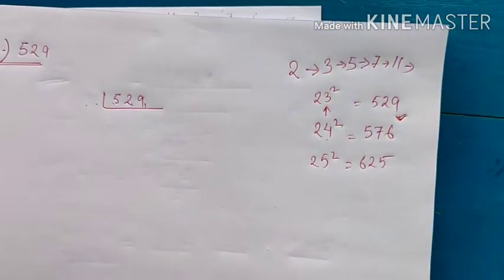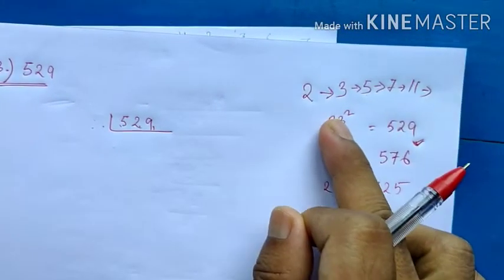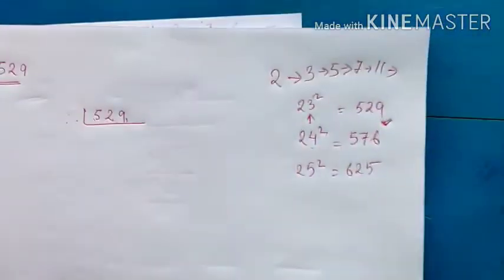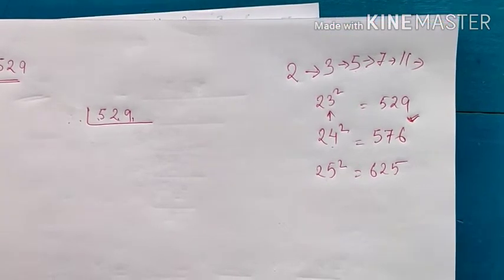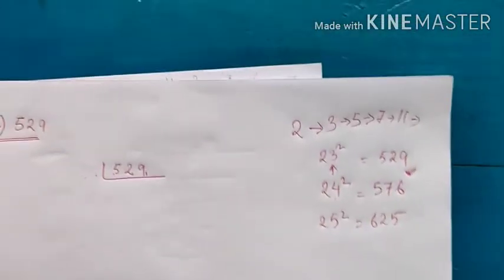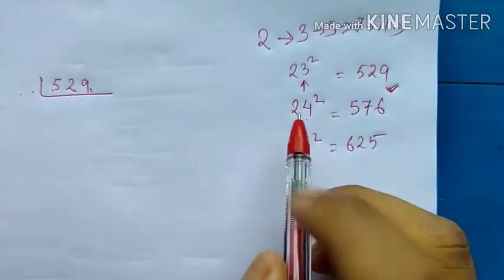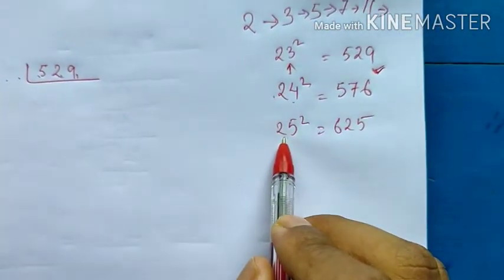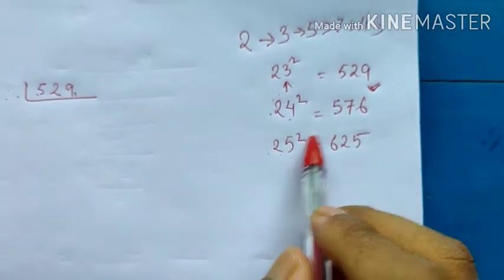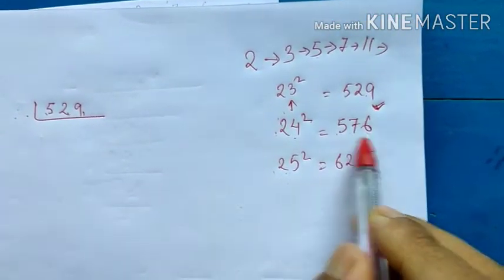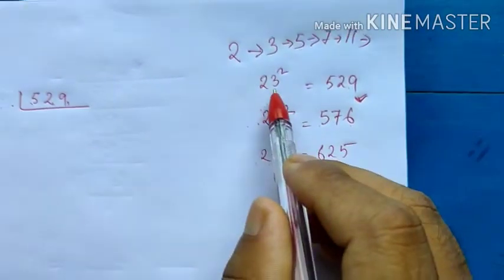See, now it is becoming easy, right? We are not going to 3, 5, 7, 11, and after 11 we check for 13, and again after 13 we check for 14, 15, 16, 17, like that, right? So doing that is a very hectic way. So another alternative method is we must know 24 square and 25 square first of all. Now when I look carefully, 529 is close to 576, which is 24 square. So we will check for 23 square now.